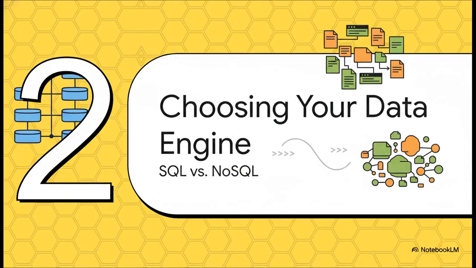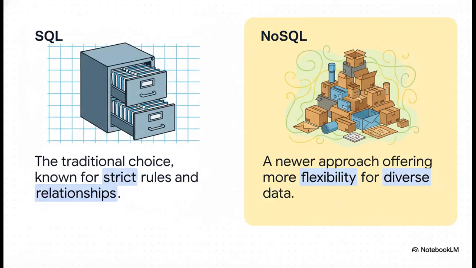So, you need a place to store all your data. But how? This brings us to one of the biggest forks in the road for any app developer, picking your database engine. The two main families are SQL and NoSQL, and they have totally different philosophies. On one side, you've got SQL databases. These are the old school, the standard for decades. They're all about strict structure, predictable rules, kind of like the perfectly organized spreadsheet.